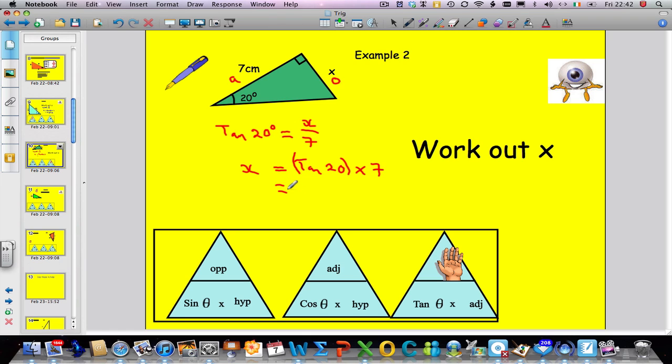Again, let the calculator do all the work here. Tan of 20 times 7 gives me 2.55. So that's our answer, 2.55. Alright, job done. Let's have a look at another one.